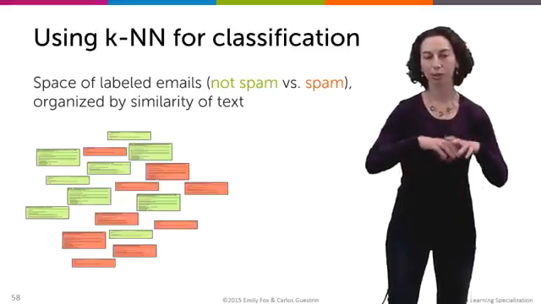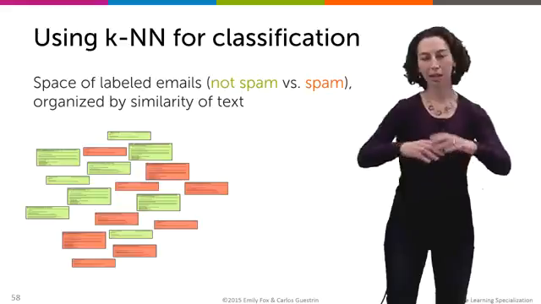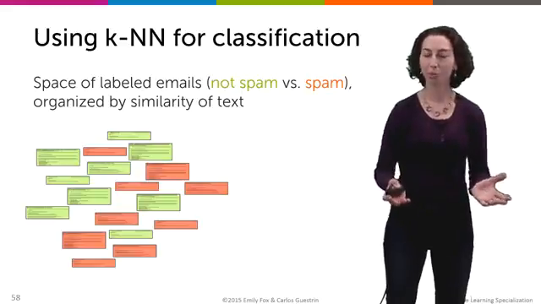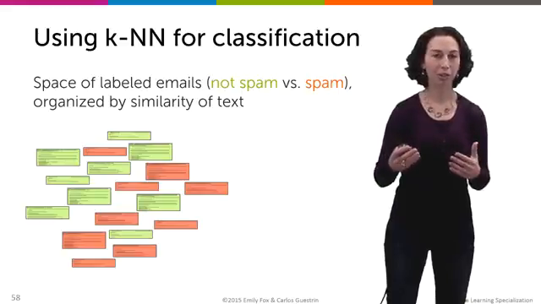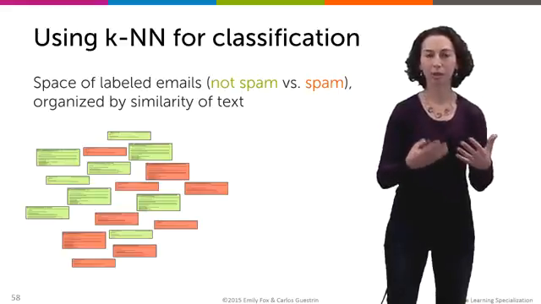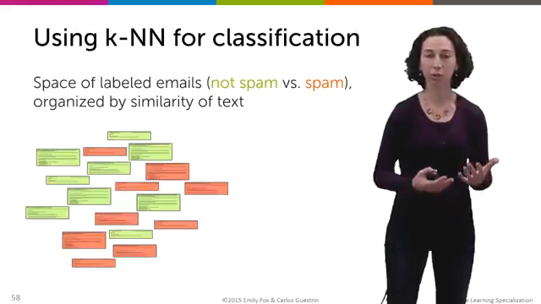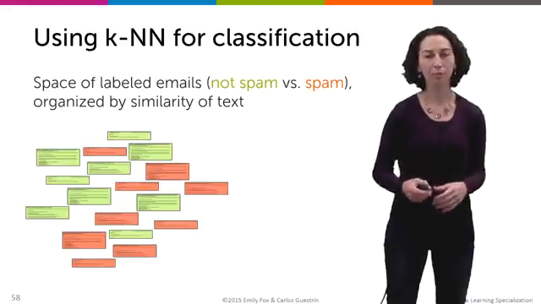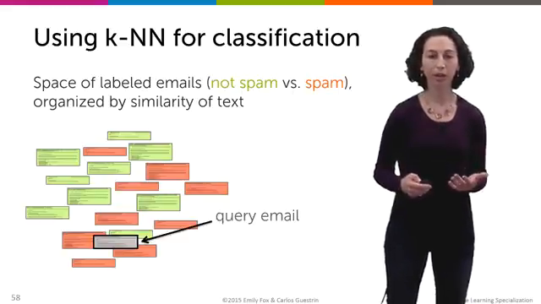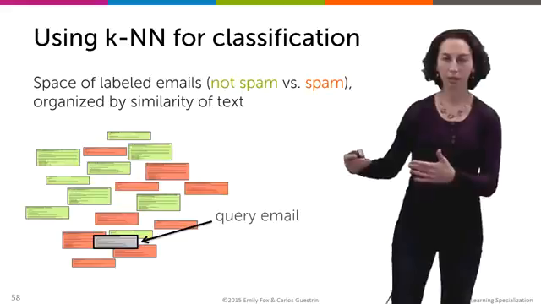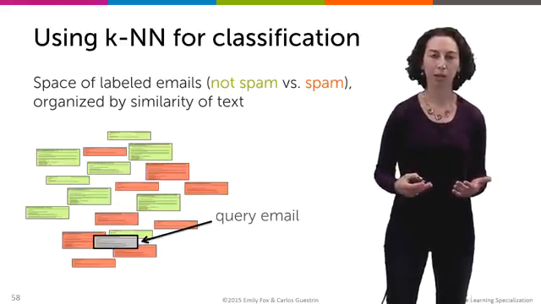Visually, we can think about just taking all of the emails that we have labeled as spam or not spam and throwing them down in some space where the distance between emails in this space represents how similar the text or the sender IP information is, all the inputs or the features we're using to represent these emails. And then we get some query email that comes in. So that's this little gray email here. And we're going to say, is it spam or not spam?